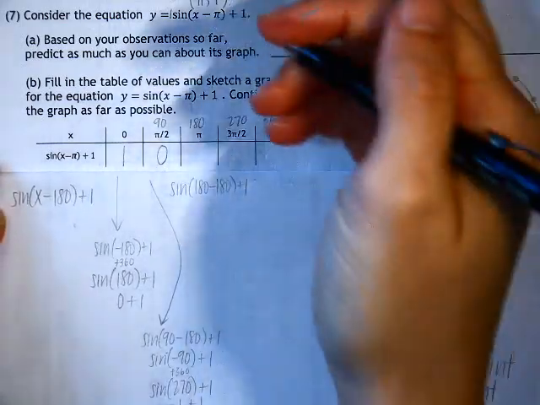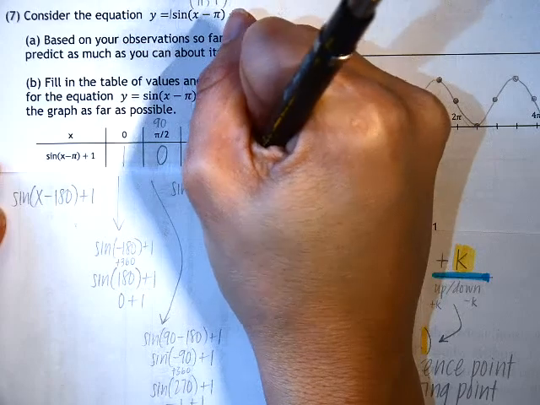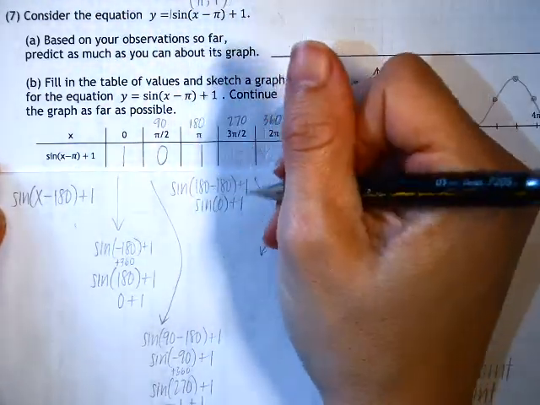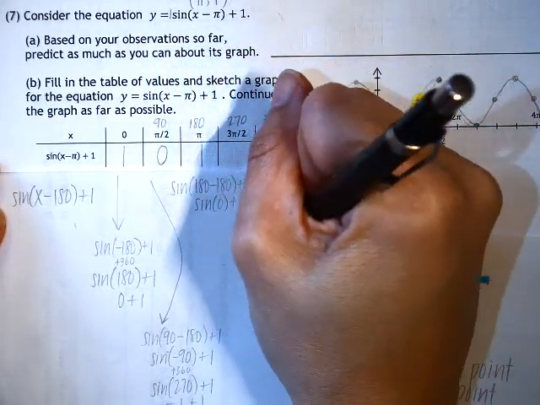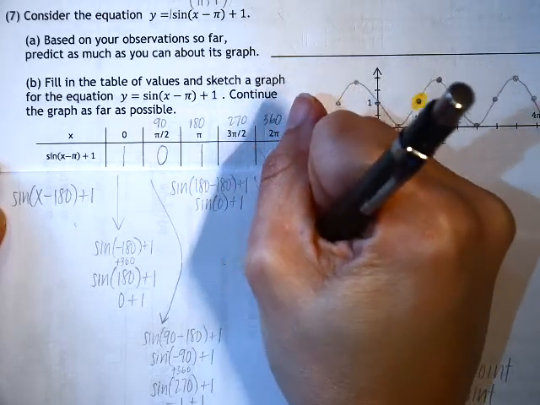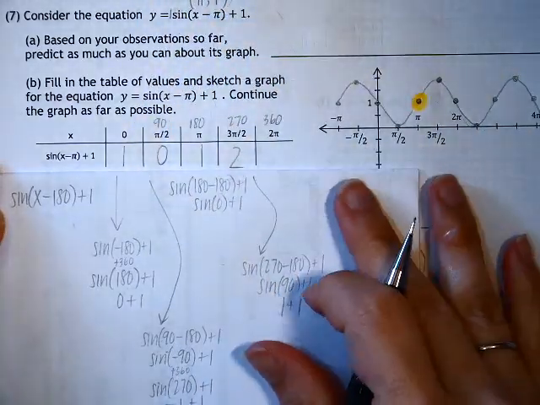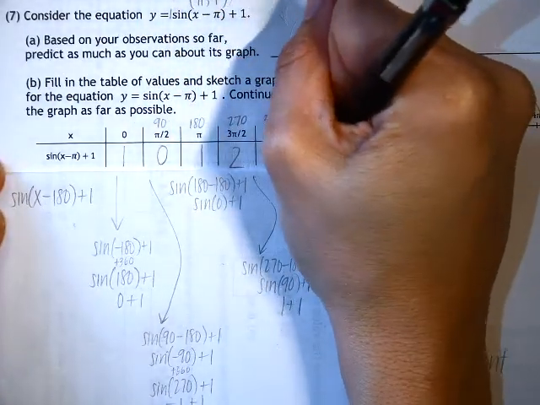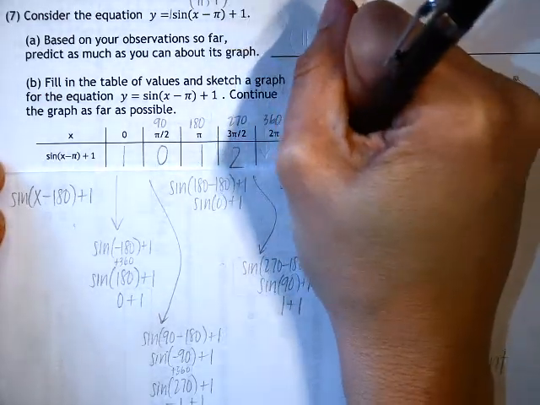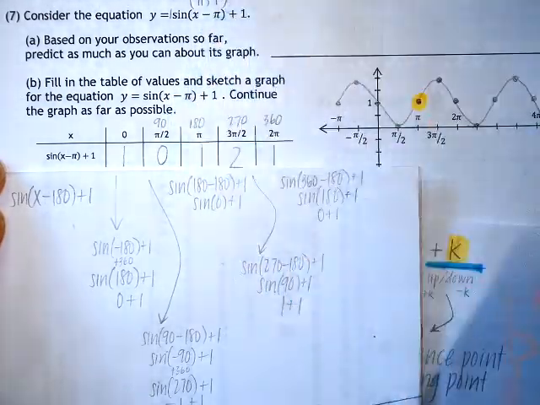This one, fortunately, is less work because 180 minus 180 is 0. Sine of 0 is 0, plus 1 is 1. The next one is going to be pi over 270, so sine of 270 minus 180, plus 1. That's sine of 90 plus 1, which is 1 plus 1, which is 2. And then the last one is 360. Sine of 360 minus 180 plus 1 is sine 180 plus 1, which is 0 plus 1, or 1.